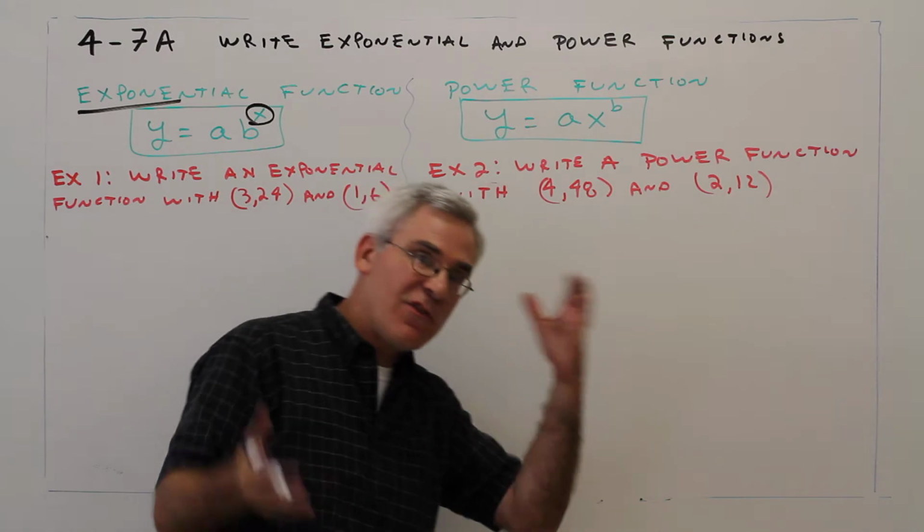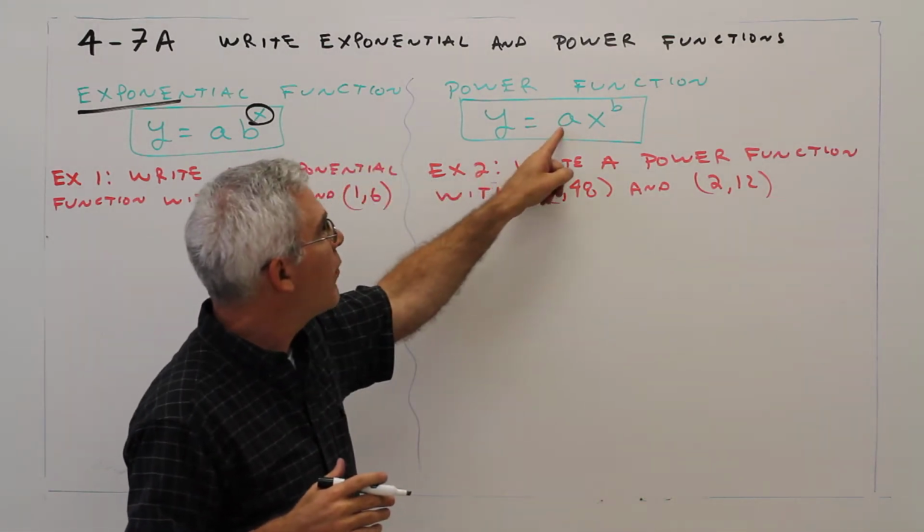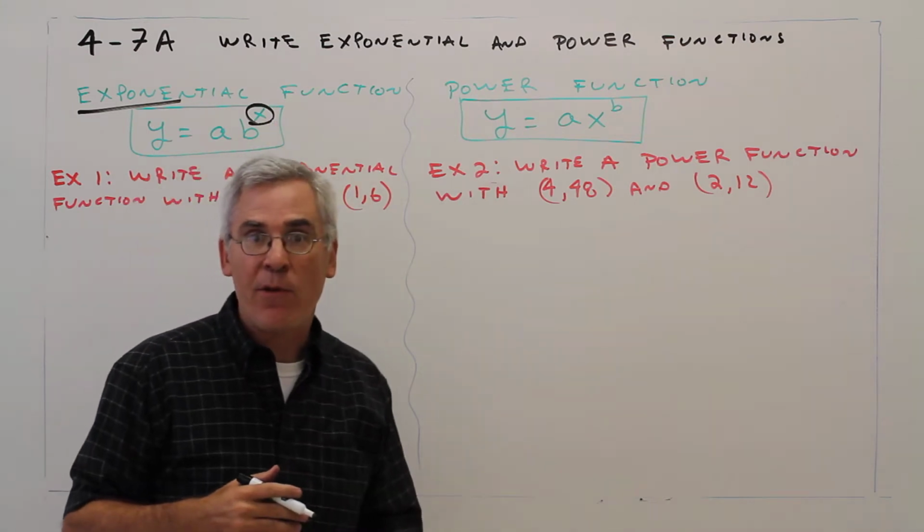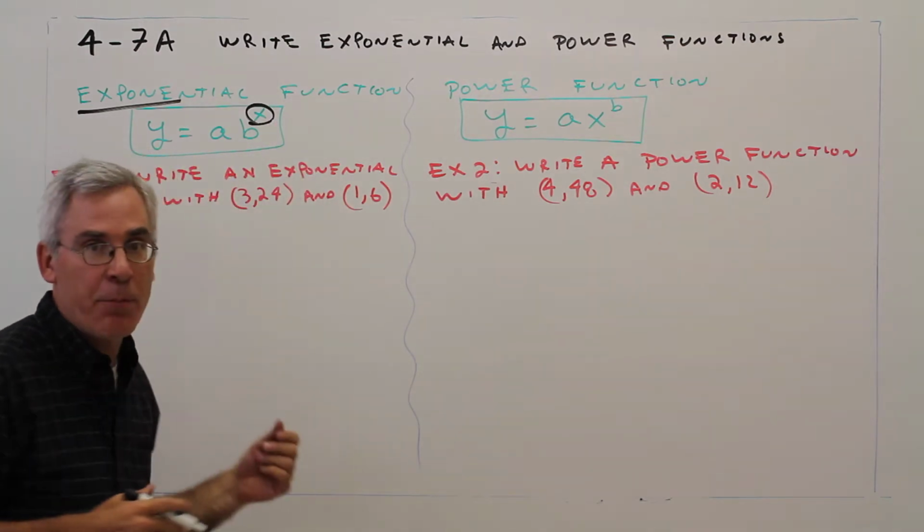Power function is just the other way around. Y equals ax to the b. Okay, again, x is the exponent is how I remember that. All right, here's an example of each.